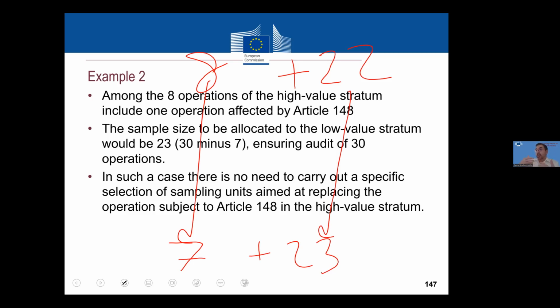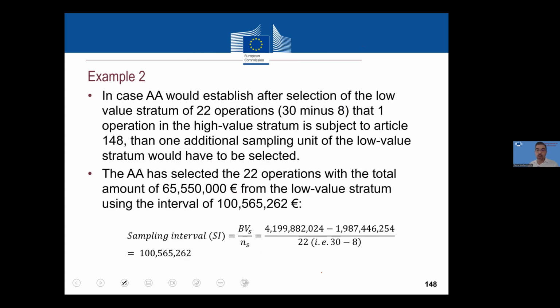So this problem of proportional control arrangements may also lead to the fact that I have to do some manual corrections in the allocation of the sample size. Okay, and that's it. There is no need to produce any replacement because there's nothing to replace. I have already compensated this unit by selecting one more in the low value stratum.